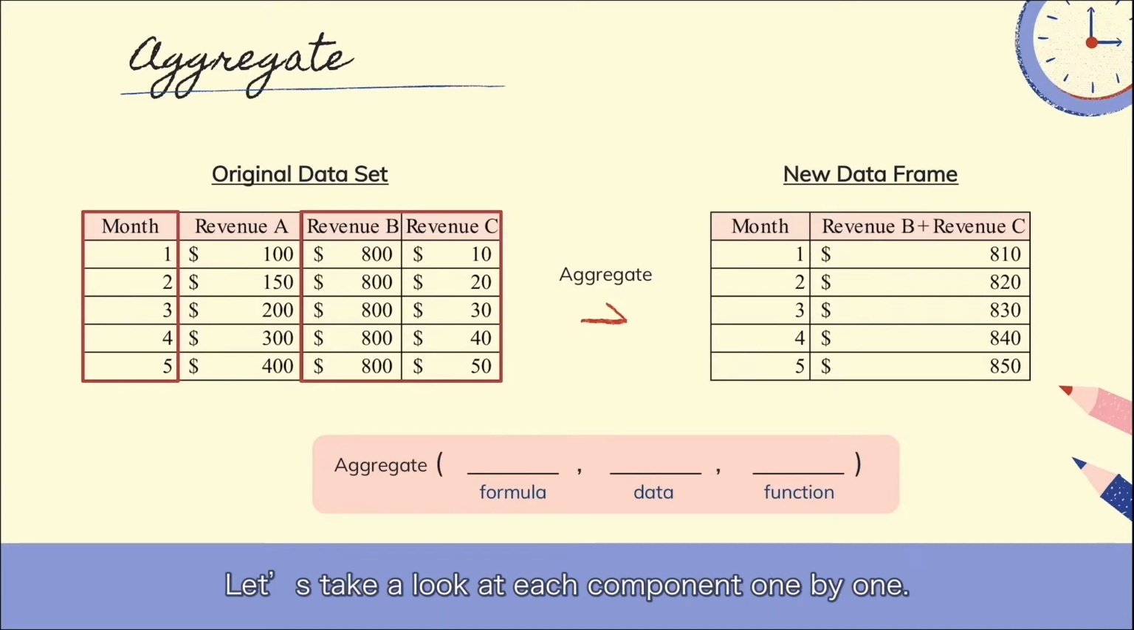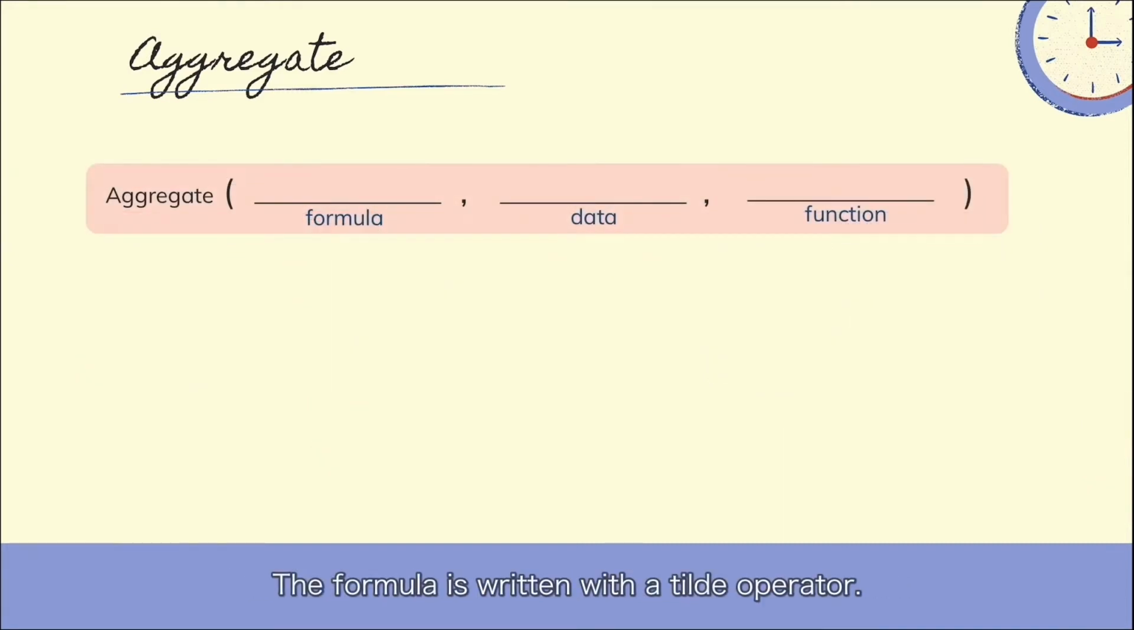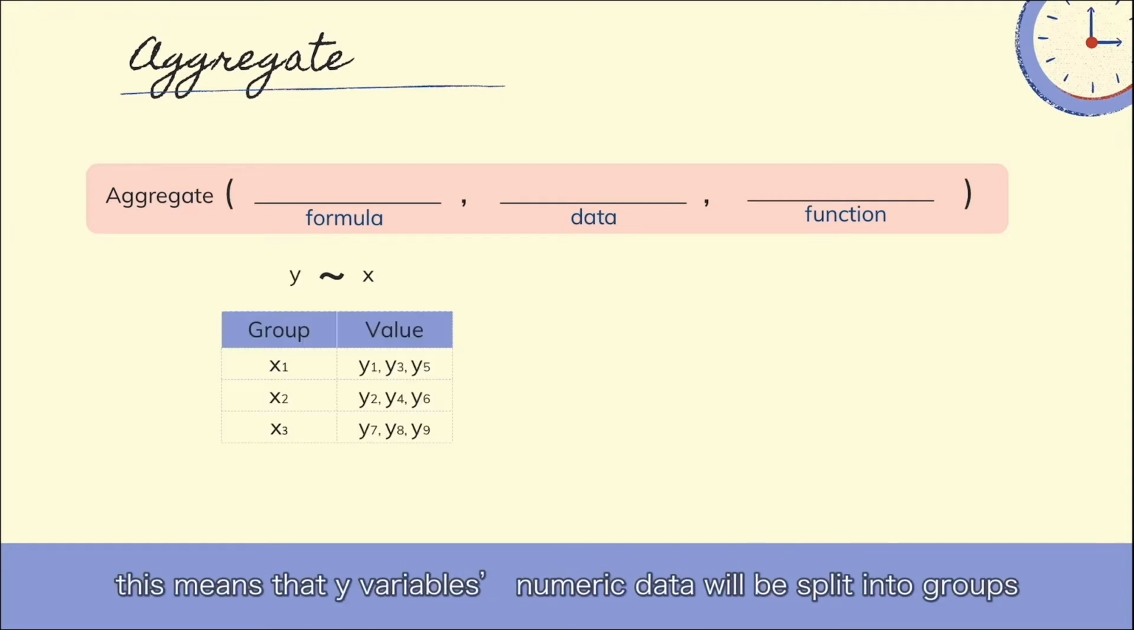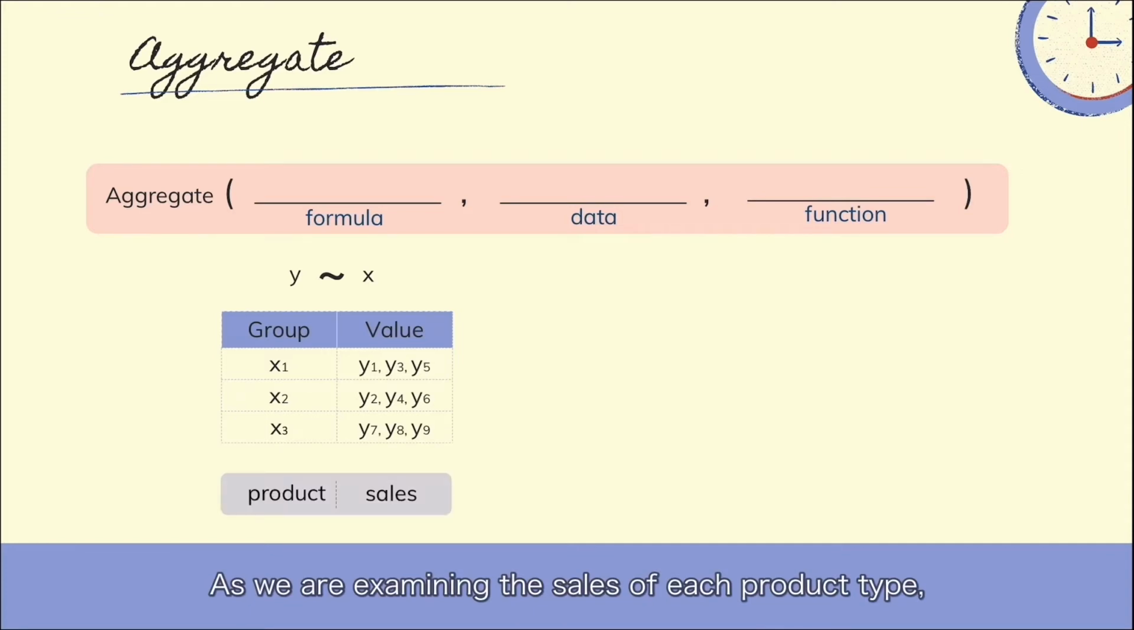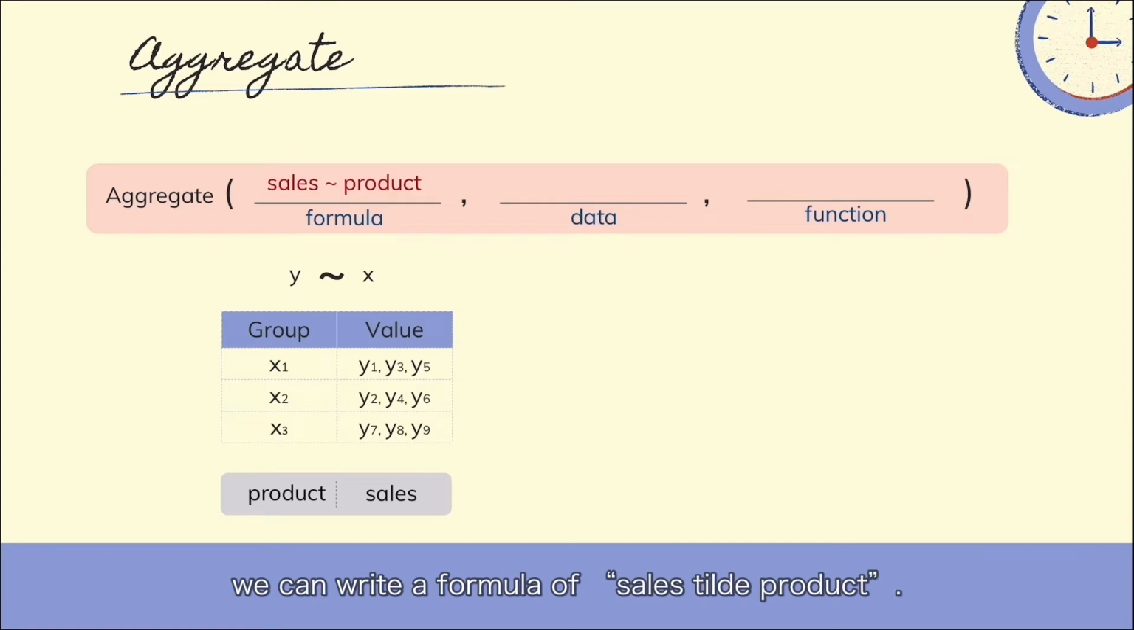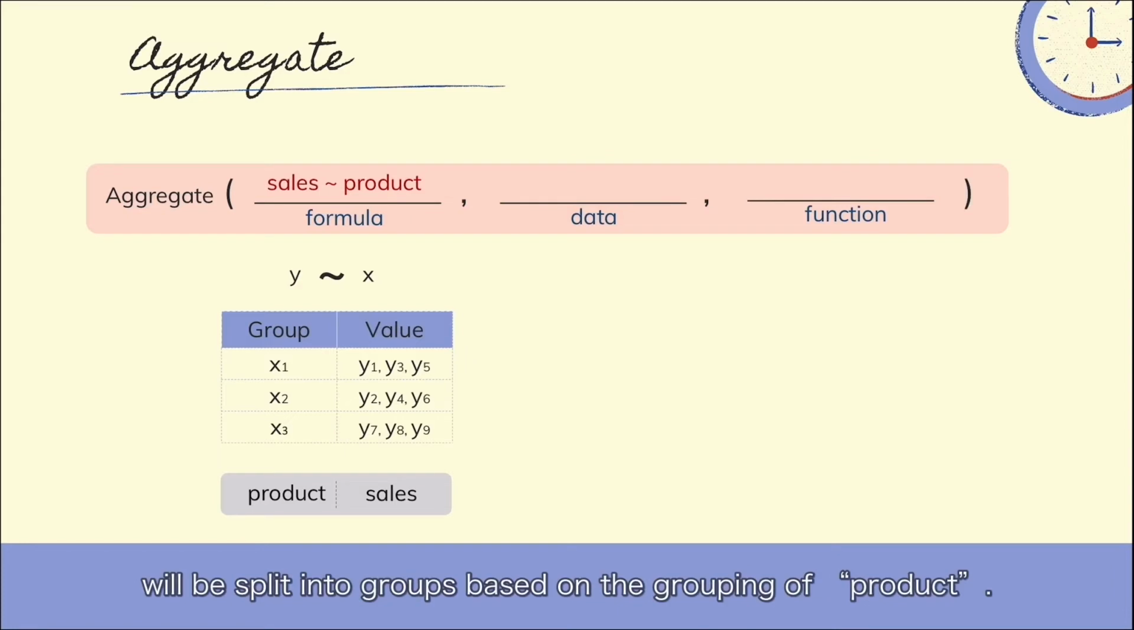Let's take a look at each component one by one. The formula is written with the tilde operator. Suppose that the formula is y tilde x. This means that the y variable's numeric data will be split into groups according to the grouping of x variables. As we are examining the sales of each product type, we can write a formula of sales tilde product. This formula means that the value of sales will be split into groups based on the grouping of product.